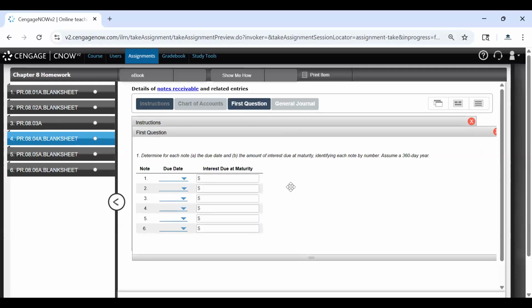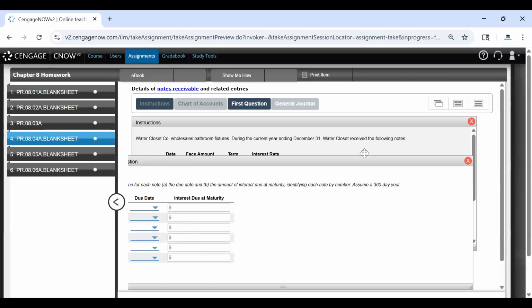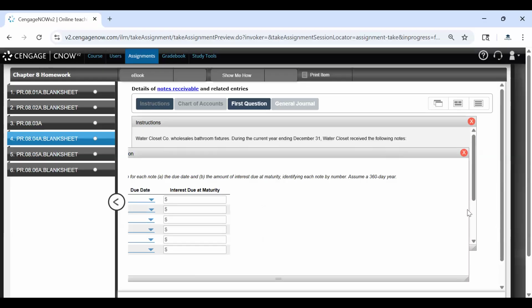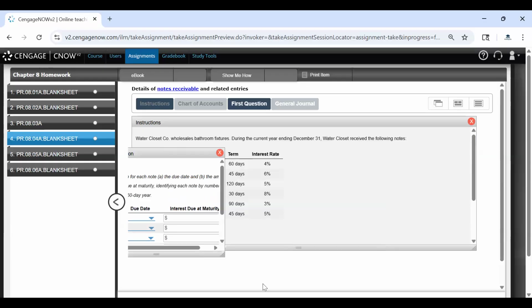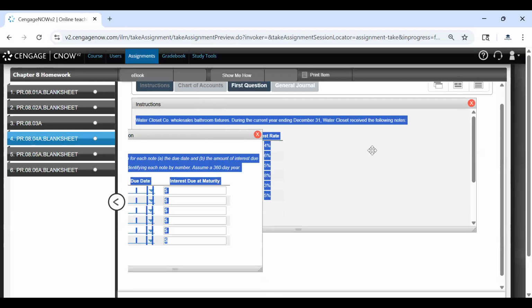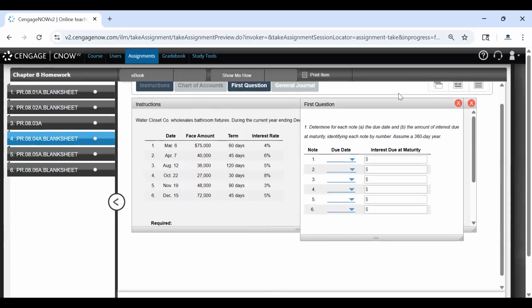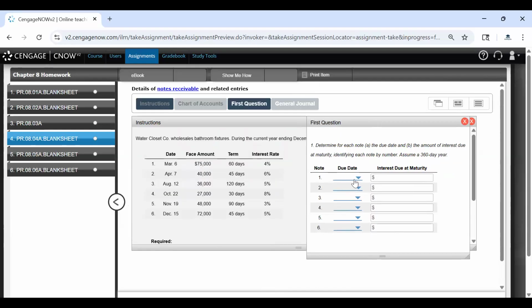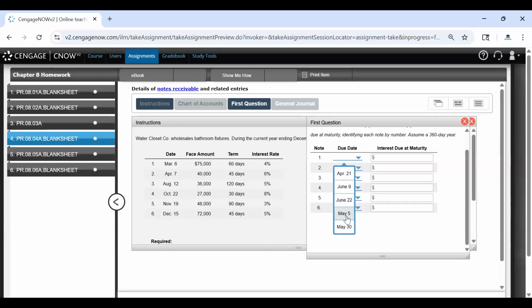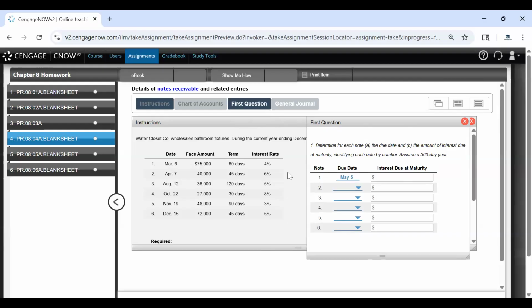Okay, so we have our work cut out for us. In the first question here, we have each of our notes. And for note 1, our due date is going to be 60 days after March 6th. And that's going to be May 5th. That's 2 months later, but March has 31 days, April has 30 days, and so you take the day minus 1, right?